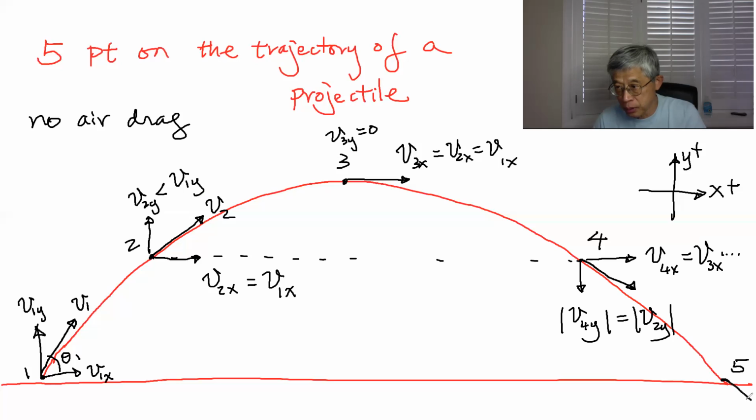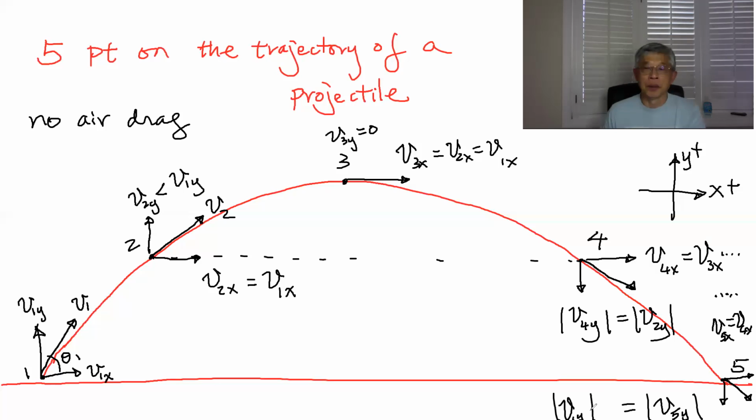And now, right before it hits the ground, it still has velocity. So it's still a tangent, and we're going to call this one here V phi x. V phi x is equal to V4x, and is equal to V3x, V2x. And this one here is going to be V phi y. The absolute value of that is equal to V1y, because they are at the same vertical height.